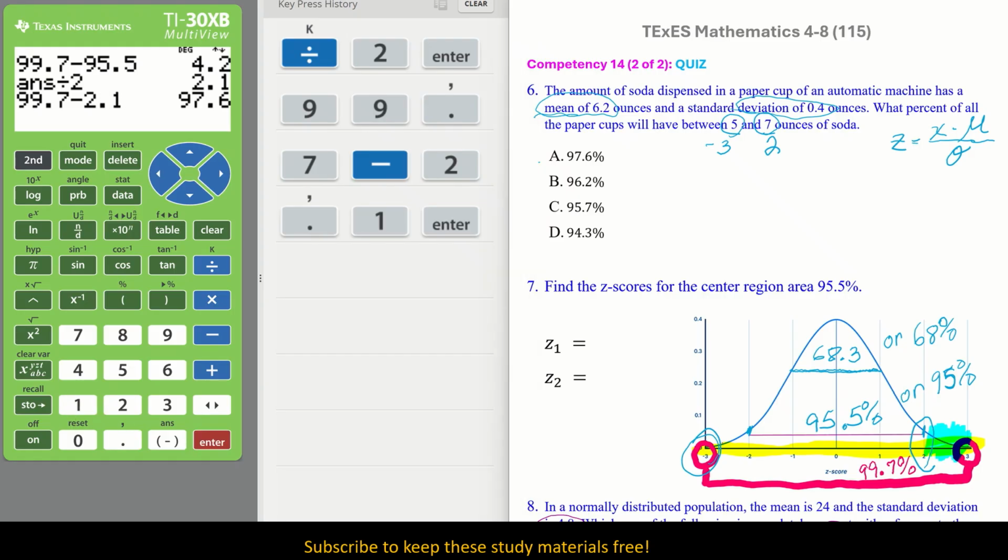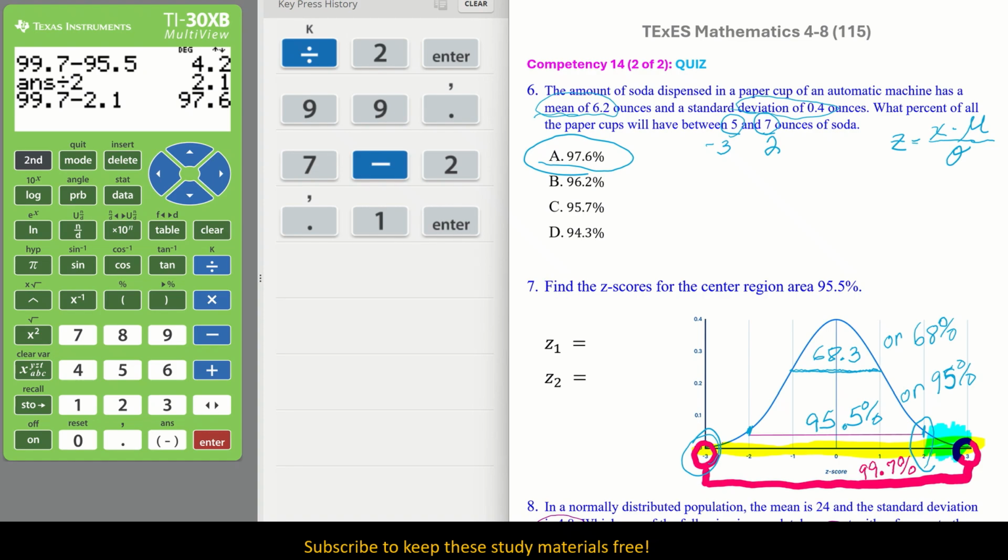Now, please remember there's more than one way to do this. There's more than one option to solve this. We only have a scientific calculator, and it's best for you to remember these percentages.